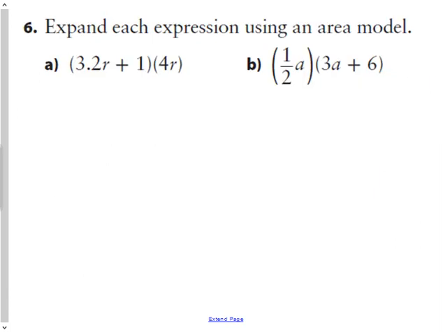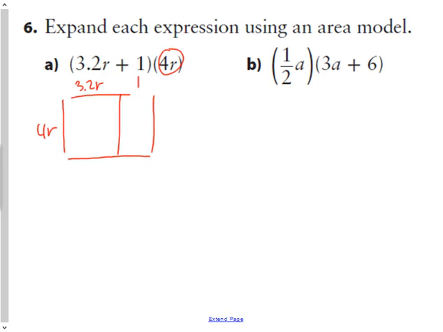Question 5 says expand this expression using an area model. So now we are not given the picture, but we still draw the area model. Put your monomial, in this case it's 4r, on your side by itself. And then your composite side, or the one that's made up of two different lengths, is going to be 3.2r for that, and a positive 1 for that.